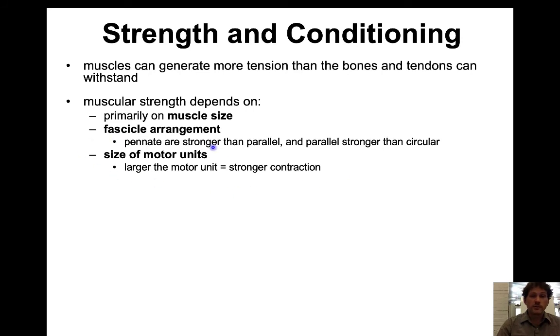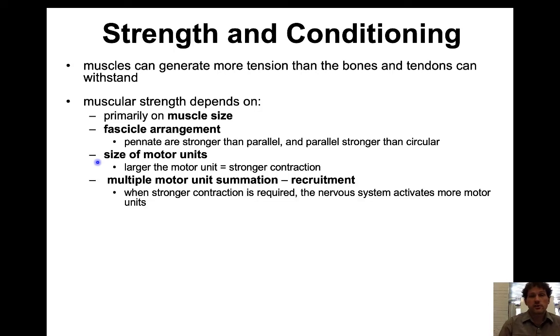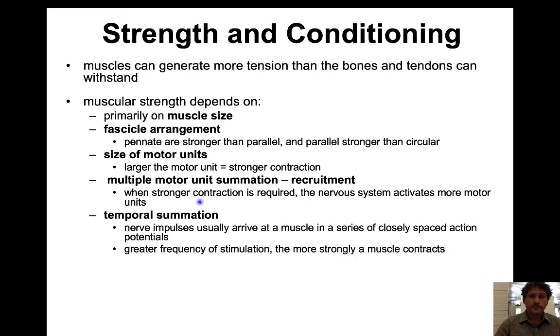The size of those motor units, where those motor neurons are coming into maybe 3 muscle fibers versus 1,000 muscle fibers, is going to generate a stronger contraction. If we have more motor unit recruitment, when stronger contractions are needed, our nervous system stimulates more motor units. Last lecture, when we were talking about picking up a pen versus picking up a boulder, you don't need as many motor units firing to pick up a pen as you do to pick up that big boulder. And then summation over time.